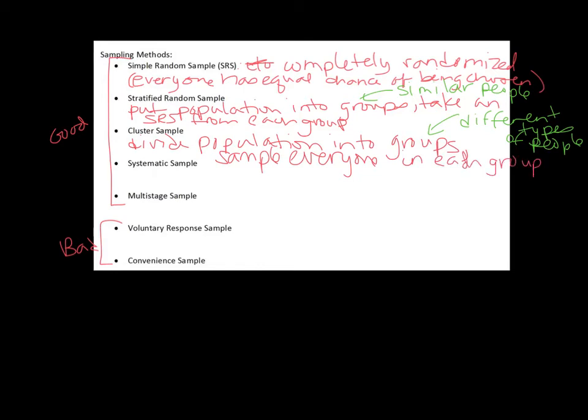This one actually is a little bit easier than the previous two because if you just have a big chunk of people and you ask all of them a question, you're not going to have to go around assigning numbers to people and trying to get it to be completely randomized. So cluster is generally a little bit easier.